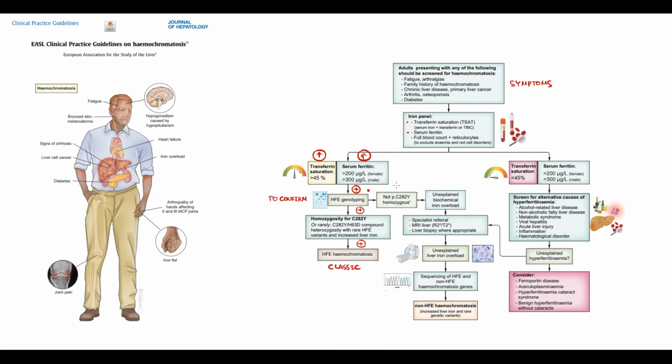But if the mutation is negative, we try to examine the state of his liver tissue for the presence of iron overload. And if iron overload is present, then we check for other hemochromatosis-related genes. Iron overload with absence of the classic HFE gene mutation we call non-HFE hemochromatosis.